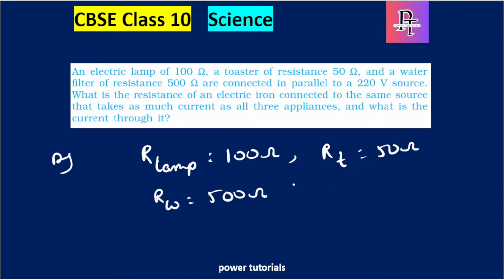So we are going to find the resistance of the electric iron connected. Sorry, V source is 220 volts. What is the resistance of an electric iron connected to the same source when it takes as much current as all 3 appliances? So we need to first find the current value for these 3 resistors, and then we need to find the same current flowing through this circuit.